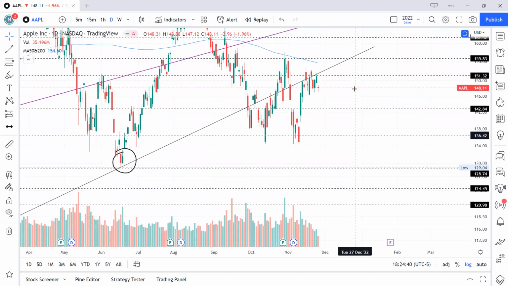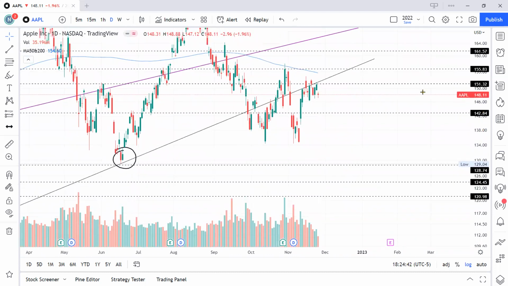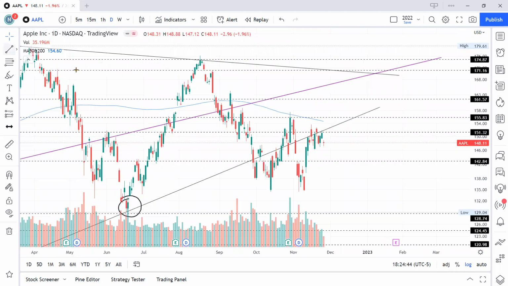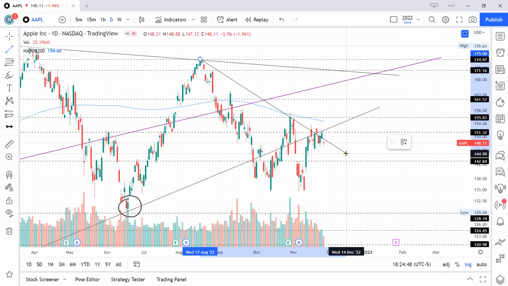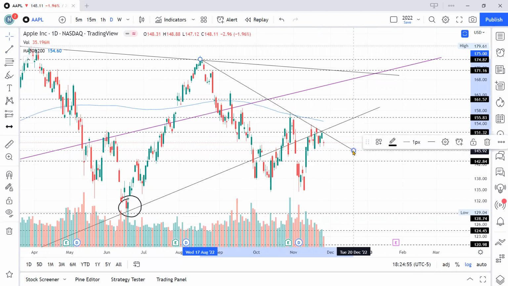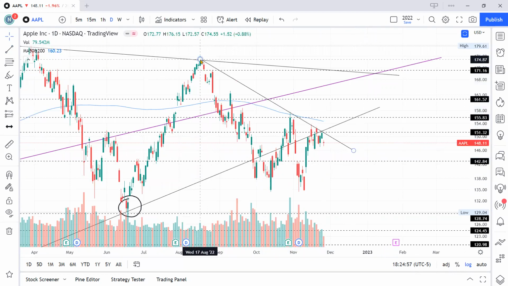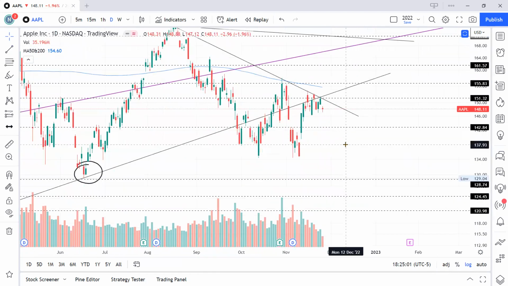All right, now let's add the, actually, let's add another couple of trend lines real quick. And so this one, maybe we'll go like this. All right. Okay.